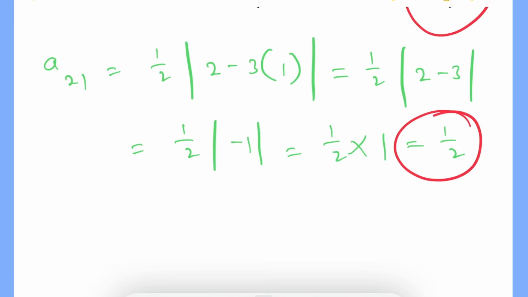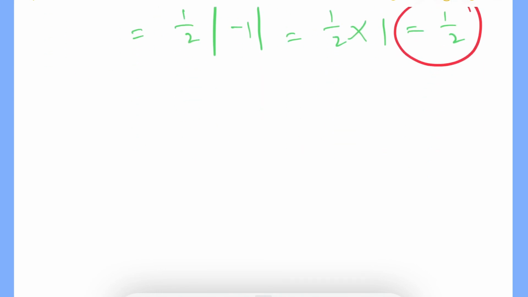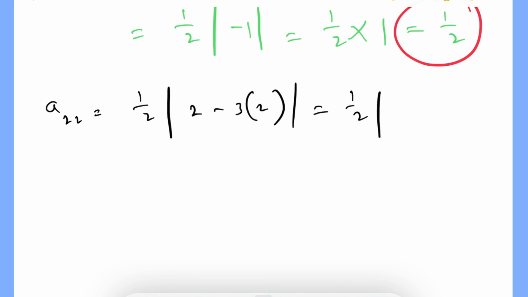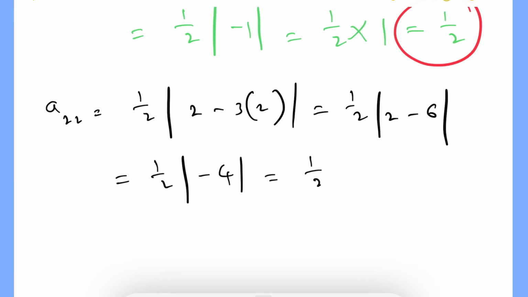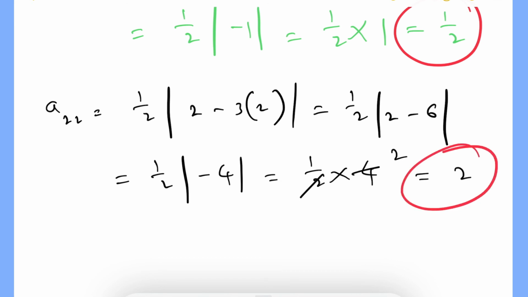Next, A22 if we find, that is second row, second column. Half modulus of i minus 3j. Here i is 2, minus 3 into 2, equals half absolute value of 2 minus 3 twos are 6, equals half modulus of 2 minus 6, which is minus 4, equals half into modulus minus 4, 4. So 2 ones are 2, this answer is 2. Next, second row completed. Now let's move to the third row.